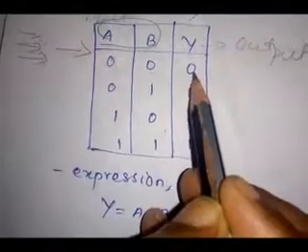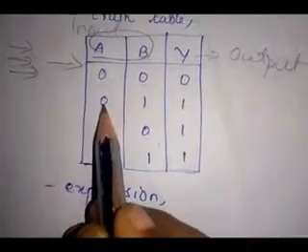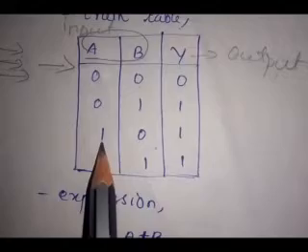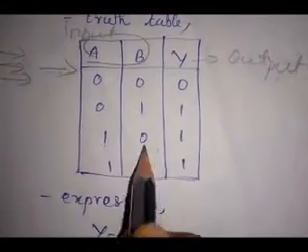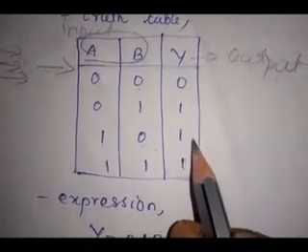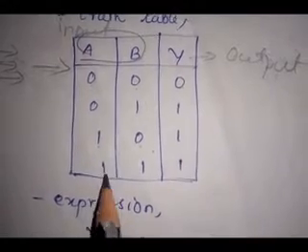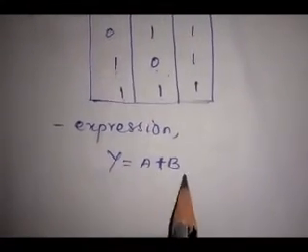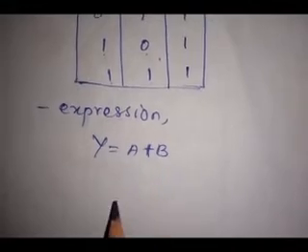Here A is 0, B also 0. Just the same as addition. So 0 plus 0, what is the answer? You will get 0. Then next, A is 0, B is 1. Add, that time we will get 1. That is the output. 1 is the output. Next input is A is 1, B is 0. What is the output? 1 is the output. 1 plus 1 is 1. Expression Y is equal to A plus B. Plus represents the OR operator.